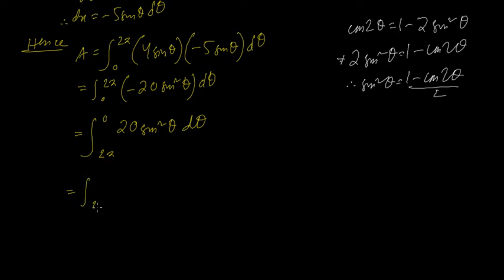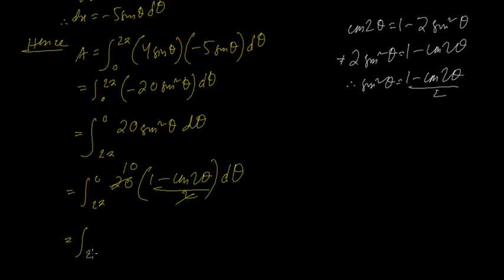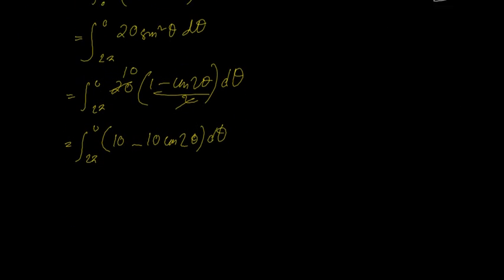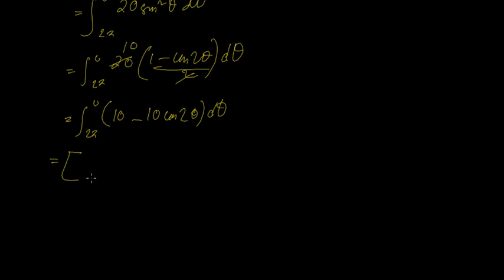That means 2 pi to 0, 20. We can write 1 minus cos 2 theta divided by 2 d theta. So if you cancel this, 2 tens are 20. So 2 pi is 0. This would be 10 ones are 10 minus 10 cos 2 theta d theta. So now if we integrate, 10 is going to be 10 theta minus 10 integration of cos 2 theta is going to be this divided by 2, chain rule.